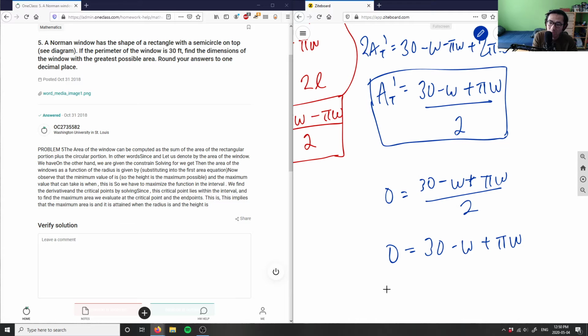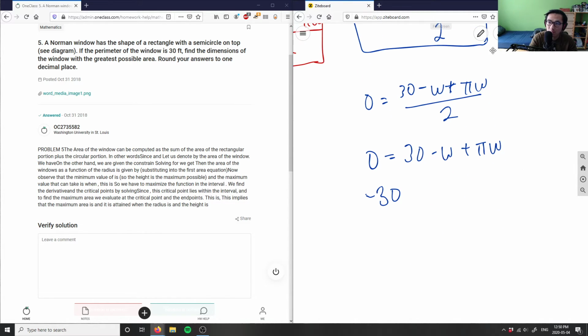I can simply put 0 here: 30 minus w plus pi w. I'm going to bring 30 to the other side. I can get negative 30 equals w plus pi w. In this case, I can add both of these, so negative 30 equals 2 pi w. And then I divide both sides by 2 pi to get my w.